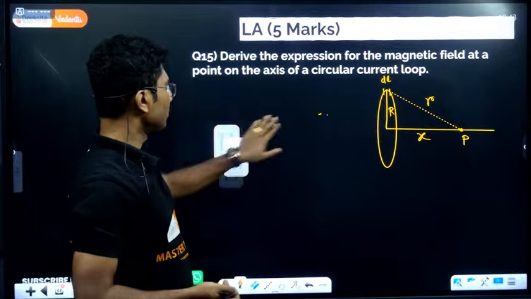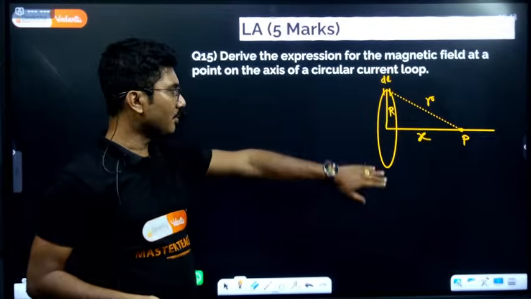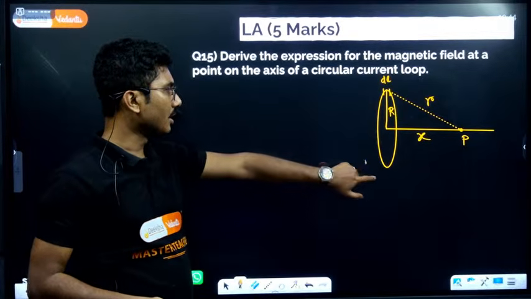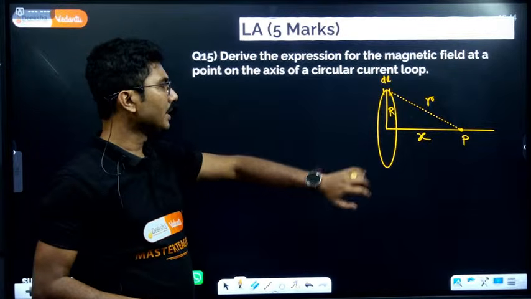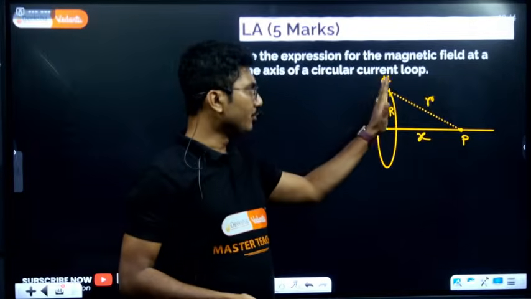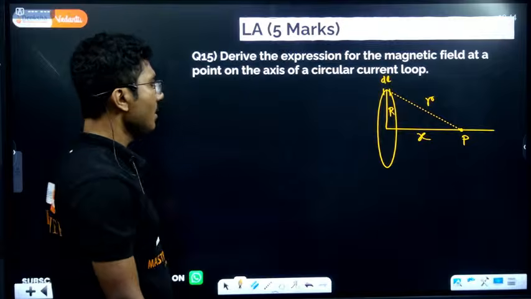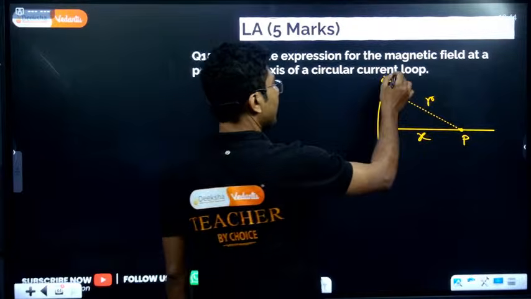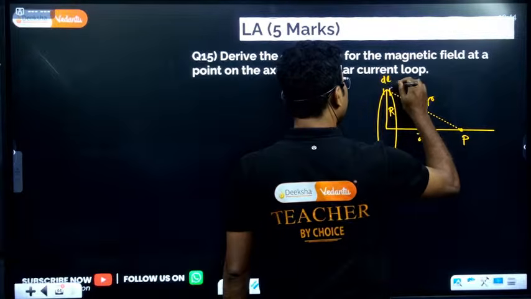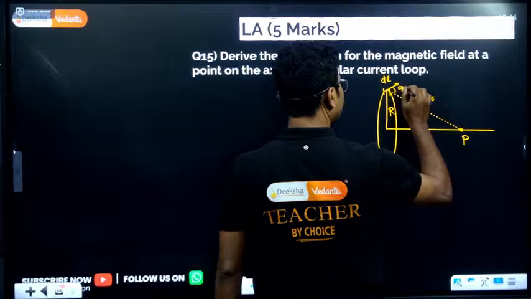Don't be confused. This looks like an ellipse. You might say, sir, this looks like an ellipse, this is not a circular loop. Basically, it's a loop which is kept like this, and on its axis, we are trying to find the magnetic field. This is the element dl, and this element dl is making an angle of 90 degrees with the direction vector.